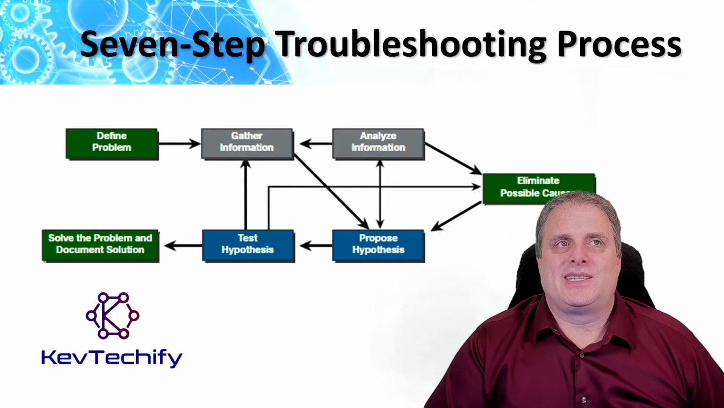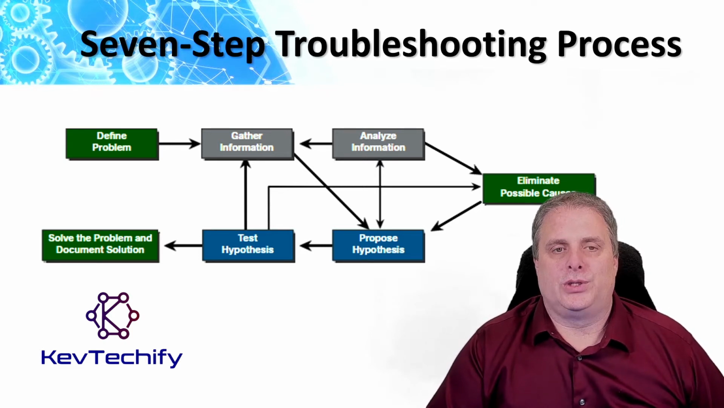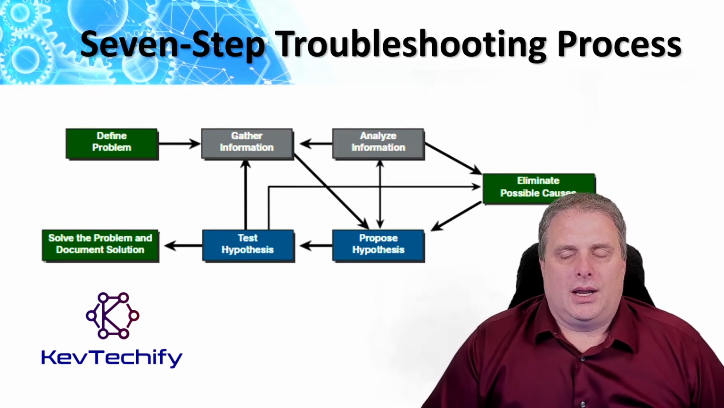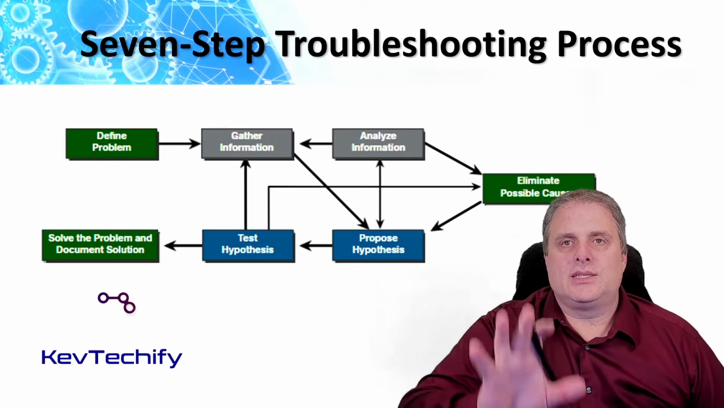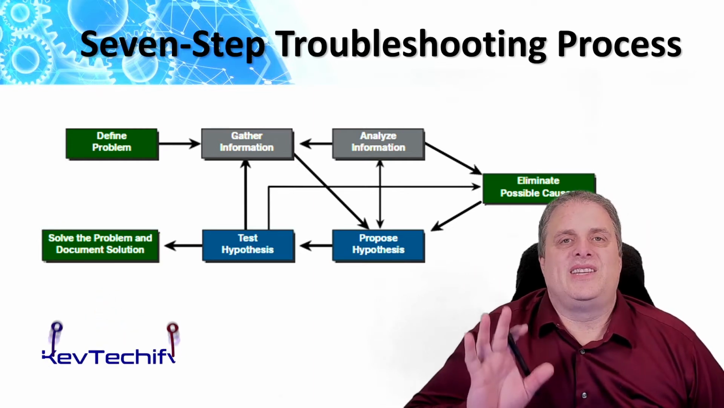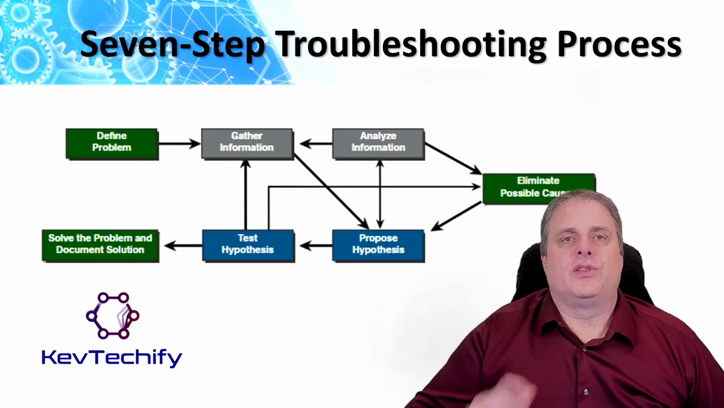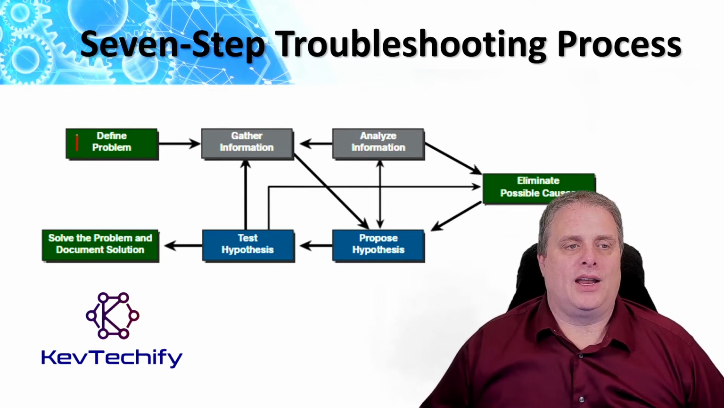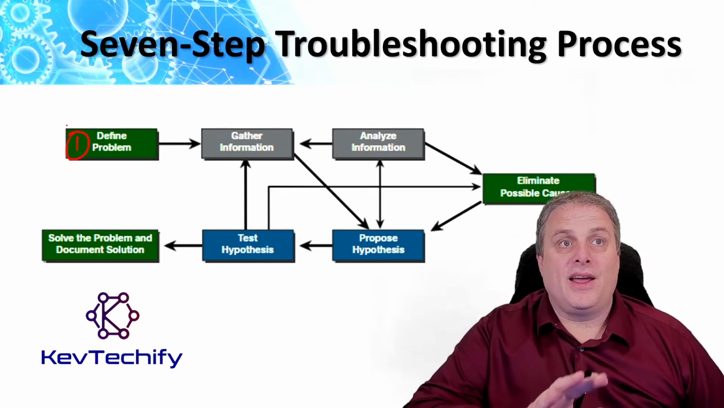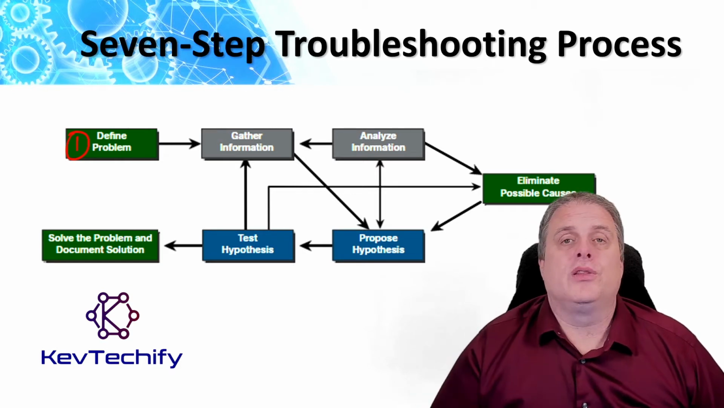There's a 7-step troubleshooting process, and this is what most people recommend to use. We start off with the first step. First step here is define our problem. We're going to verify that there is a problem. And that's usually one of the first things I do.